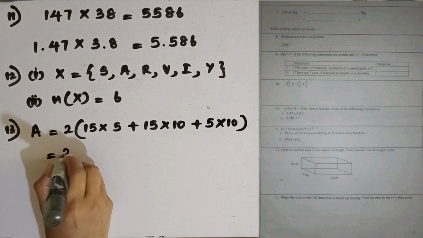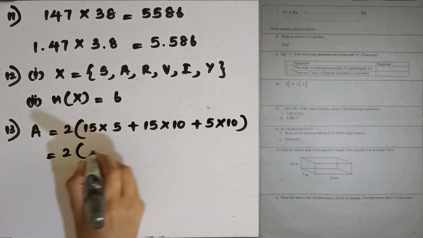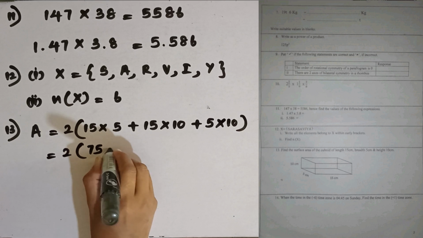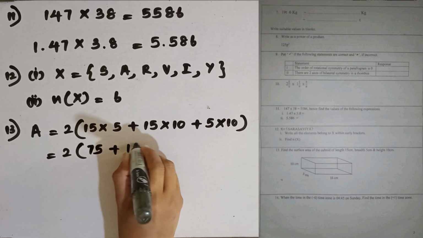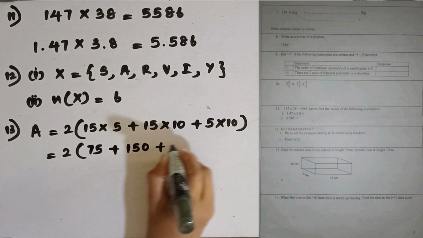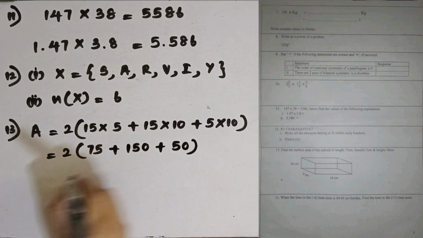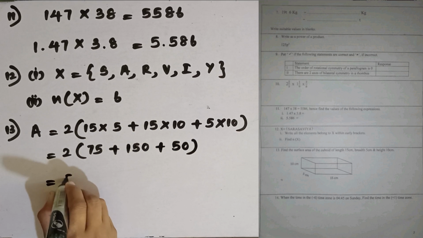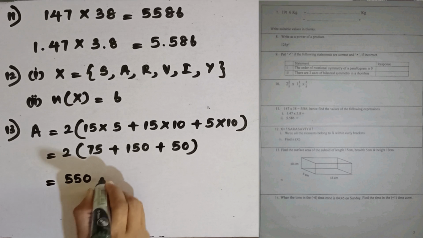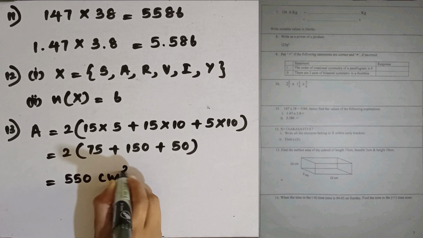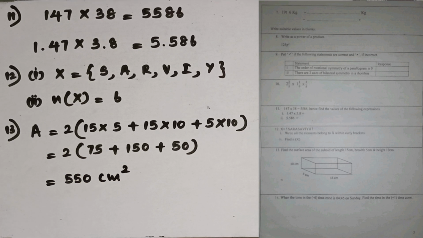Then we have to do the simplification. 15 times 5 is 75. Then here 150 plus 50. Then the last answer here is 550 square centimeters, as this is an area.